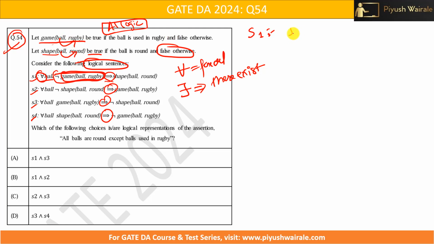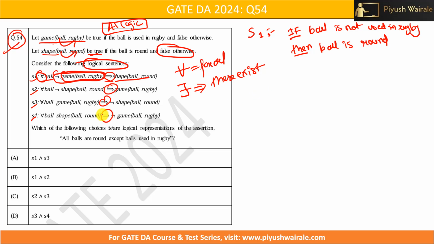So I can say: if the ball is not used in rugby, then, this one is P and this one is Q, shape(ball, round) will be true if the ball is round, so then the ball is round. This is what S1 is.